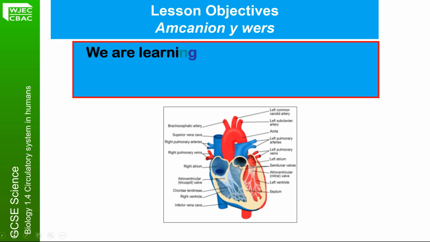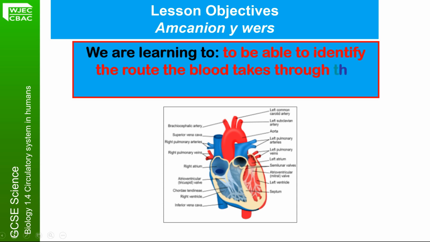The lesson objectives for today are learning to be able to identify the exact route the blood takes through the double circulatory system. So being able to name and label all of the blood vessels and the chambers and the valves and whether that blood is oxygenated or deoxygenated.